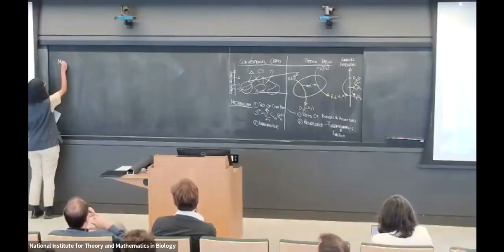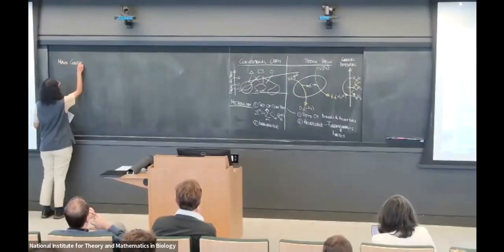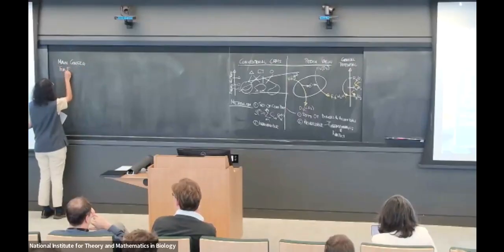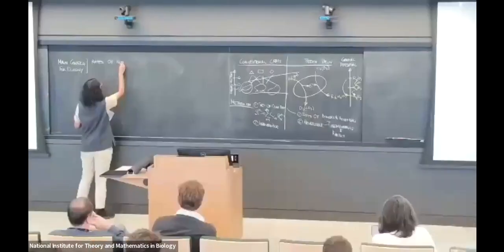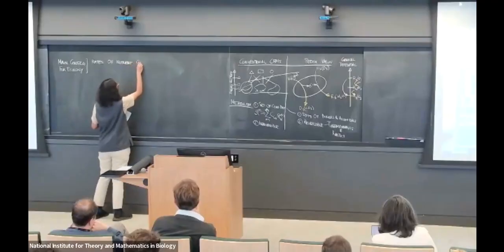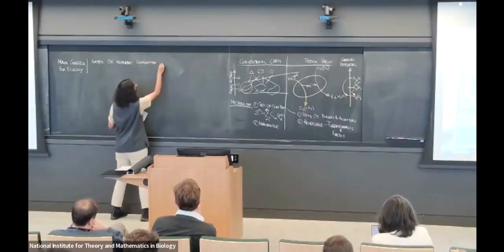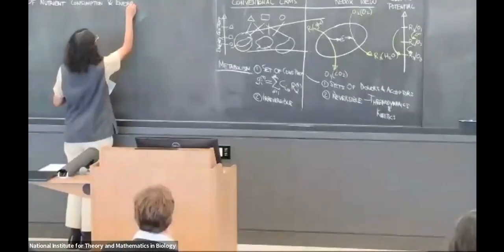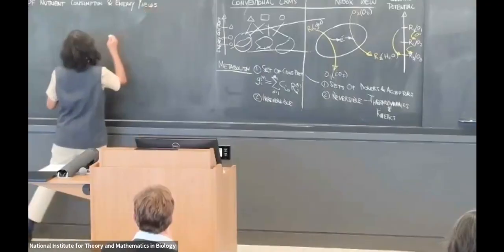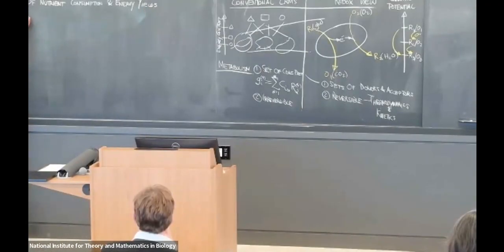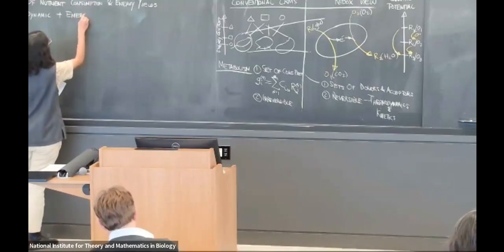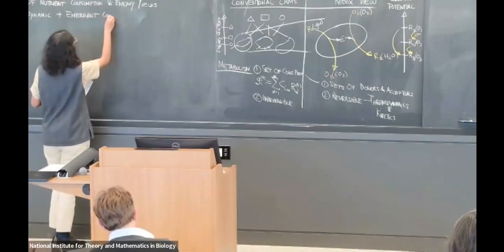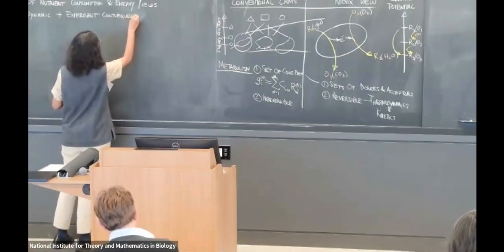Okay, so the main consequence for ecology is that the rates of nutrient consumption and energetic yields are dynamic, and they're an emergent consequence of the feedback between thermodynamics and kinetics. And let me describe here what I mean.